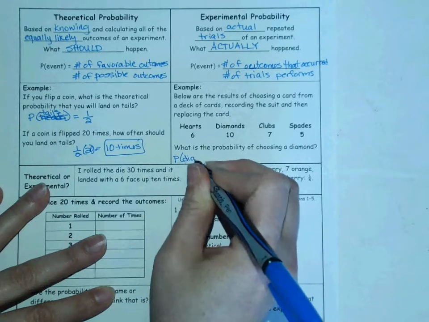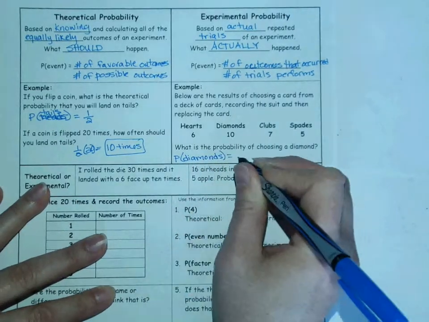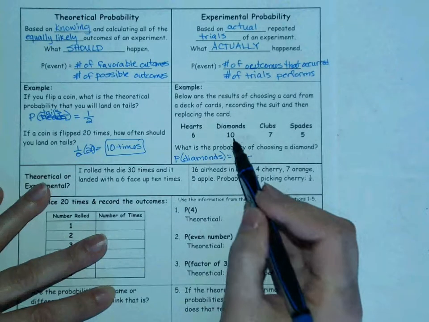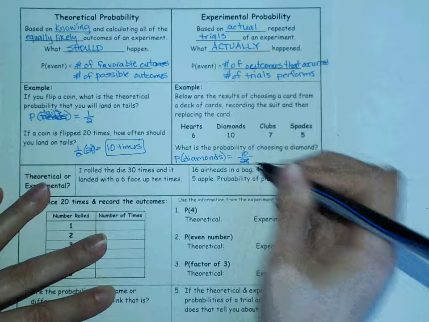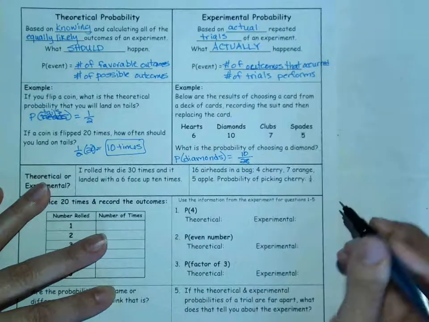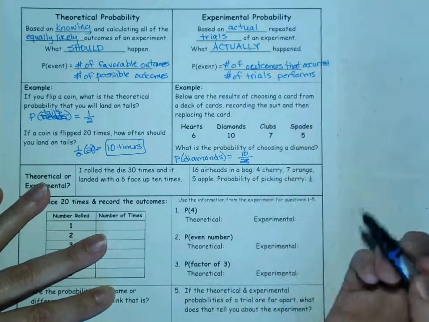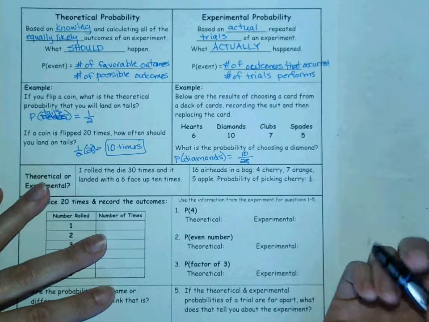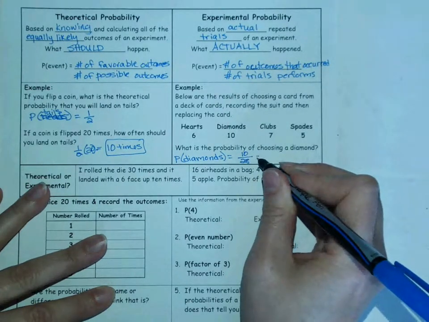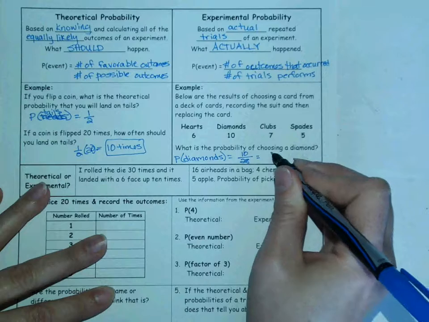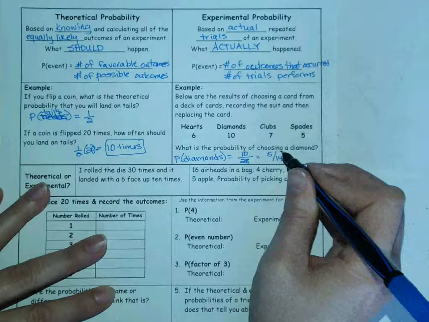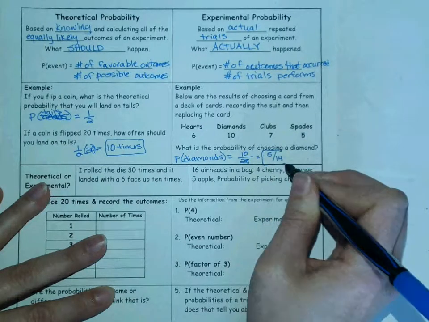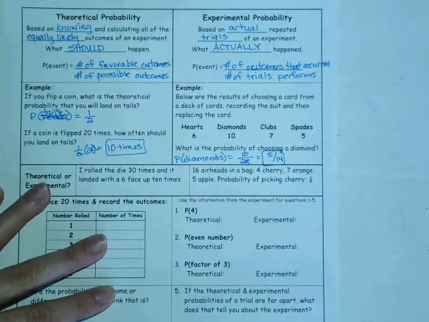So we're looking for the probability of diamonds. We chose 28 times. And then you come up to what occurred in our experiment. 10 out of our 28 cards that were chosen were diamonds. We do need to reduce this. The number that goes into both 10 and 28 is 2. 10 divided by 2 is 5, and 28 divided by 2 is 14. So the probability of diamonds is 5 out of every 14 cards will be a diamond.